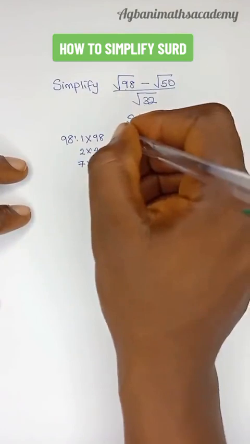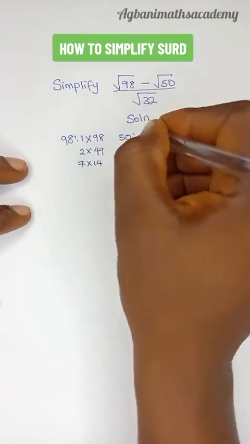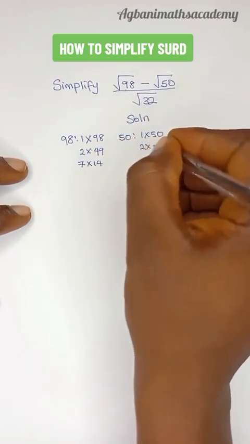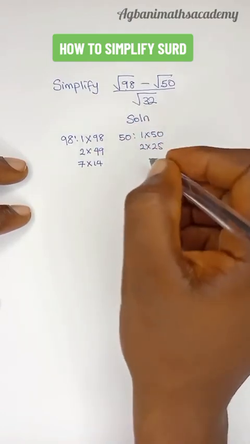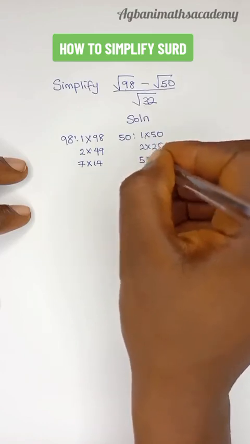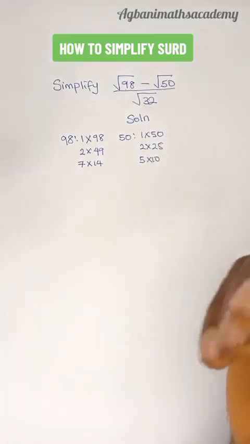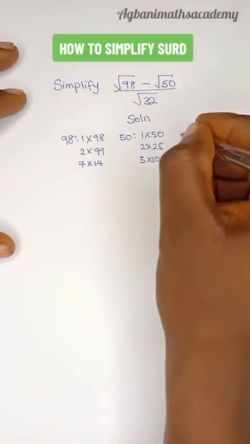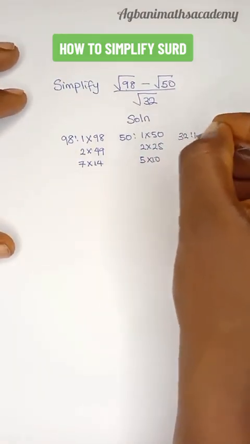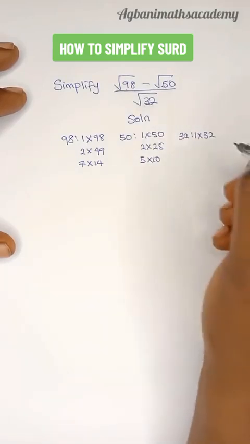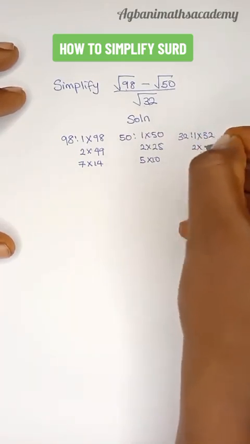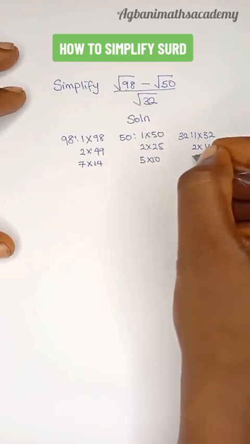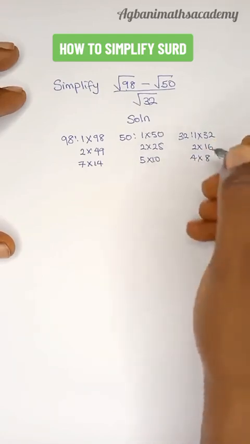So let's look at 50. 1 multiplied by 50 will give us 50. 2 multiplied by 25 will give us 50. And also 5 multiplied by 10 will give us 50. So these are combinations that can give us 50. We also have for 32: 1 multiplied by 32 will give us 32, 2 multiplied by 16 will give us 32, and 4 multiplied by 8 will give us 32.